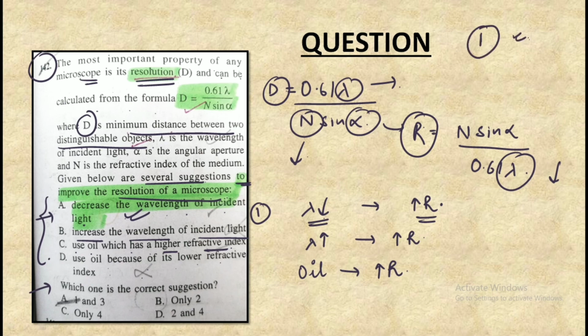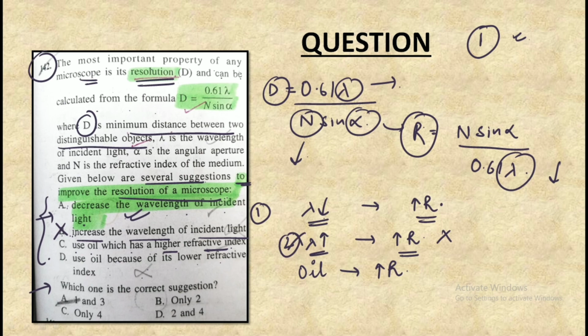Let's move on to the second one. It says that increasing the wavelength could increase the resolution, which is an incorrect statement. Why? Because we know that decreasing the wavelength increases the resolution, and the first and second statements are completely contradictory to each other, so only one of them could be correct. Hence B is the incorrect option.